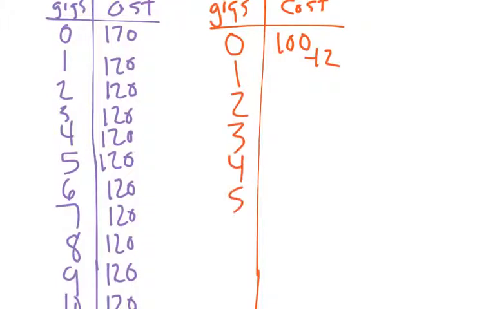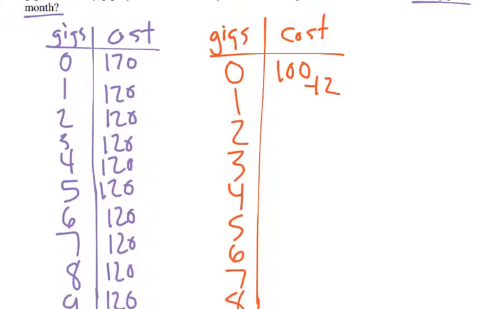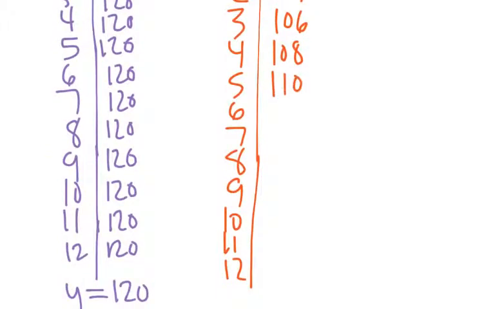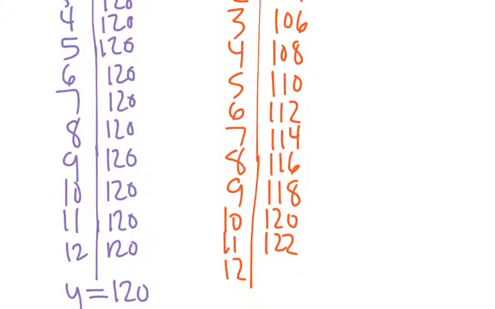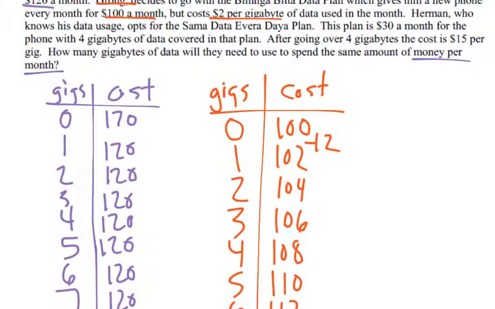2, 3, 4, 5, 6, 7, 8, 9, 10, 11, 12. So we're adding 2 each time. So 102, 104, 106, 108, 110, 112, 114, 116, 118, 120, 122, 124. So if we're thinking of his equation, it'd be y equals, well, we started at 100, and then we added 2 multiple times, right? Or 2x plus 100. Okay, which we could have figured out without having to make the whole table.